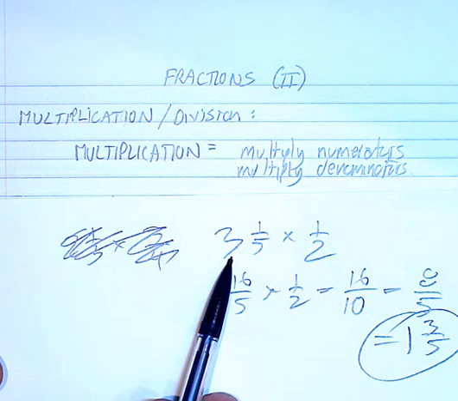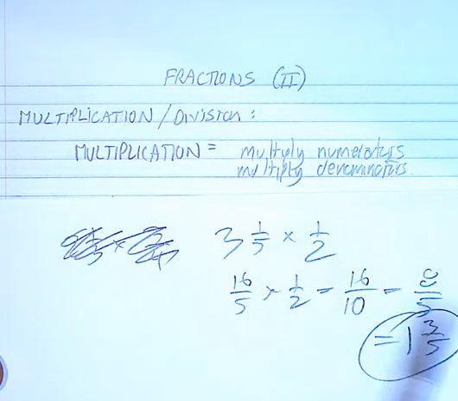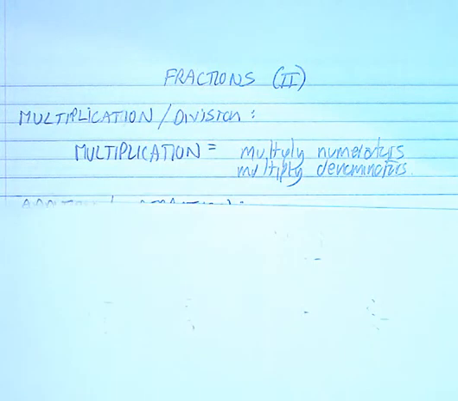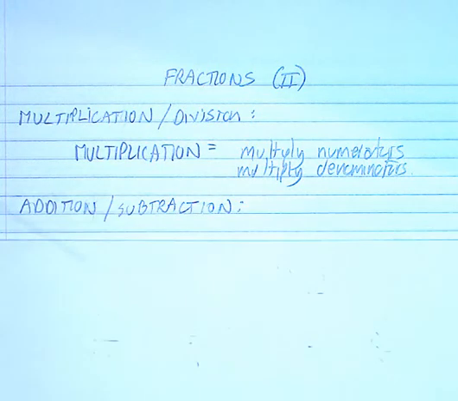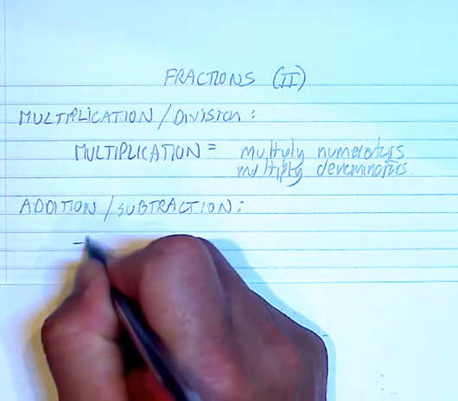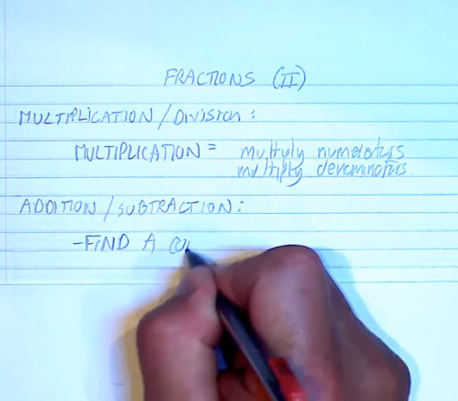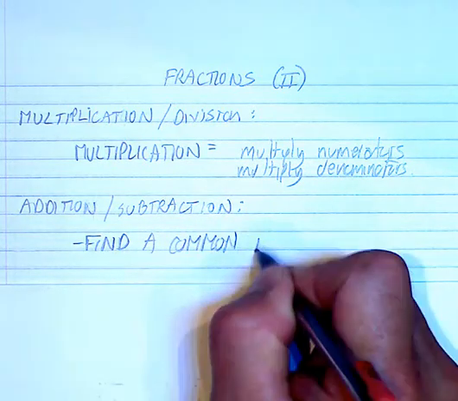Okay, so multiplication, one of the easier ones to do, but then we still have improper fractions to deal with. We've got reducing, we've got changing it back and forth. Okay, so next one we're going to look at is addition and subtraction. Now the one thing you have to remember here is what we call a common denominator. So you must find a common denominator.